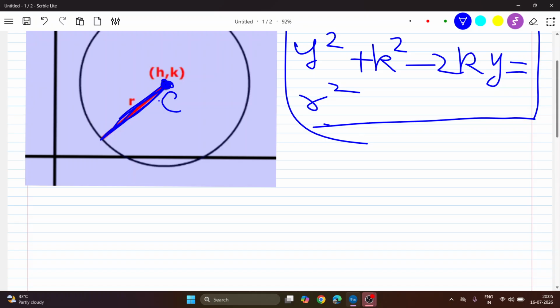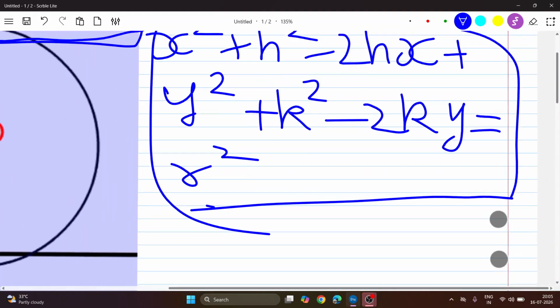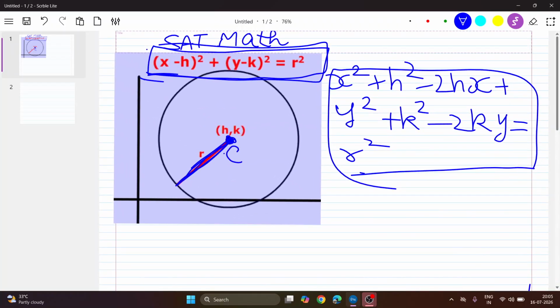What if the center is at origin? That's x squared plus y squared is equal to r squared. And that's because when it's in the origin, the center becomes 0, 0, which means h and k are just nothing, okay? You can just ignore this.